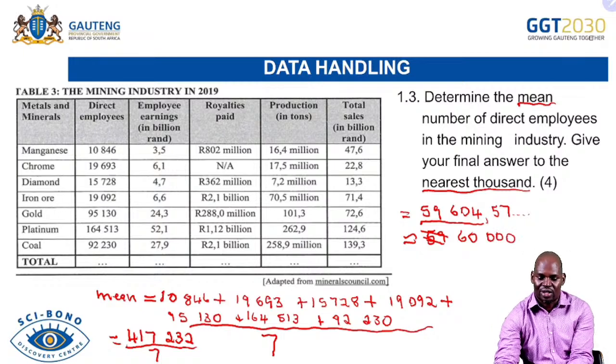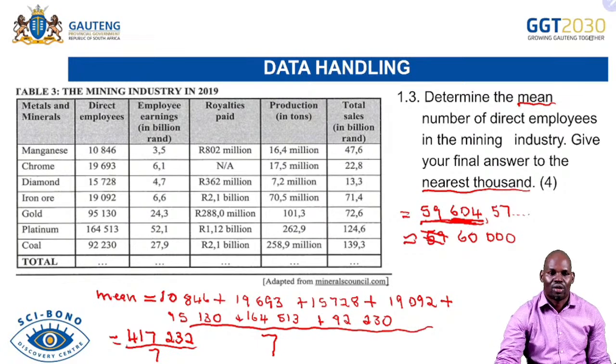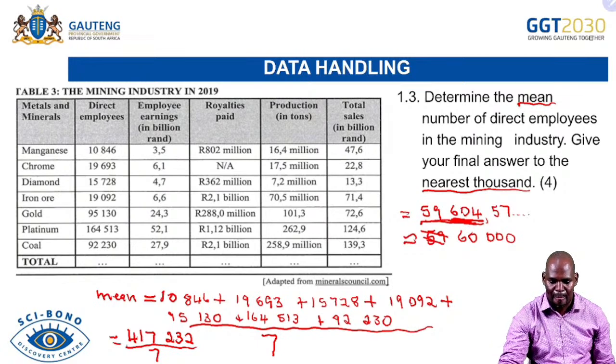So in this case, if the 604 was less than 500, let's say it was 400 or 480, then we would say 59,000. But because once it's 500 or more, it will change to the higher number. So that's number 1.3. We have answered there. We've got our mean and then the rounded answer as well.